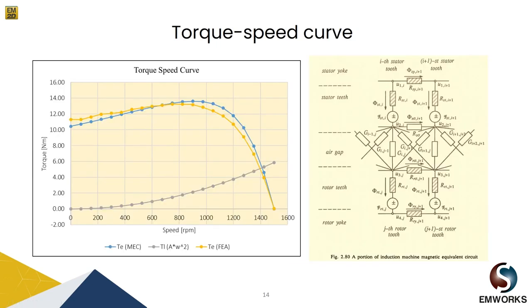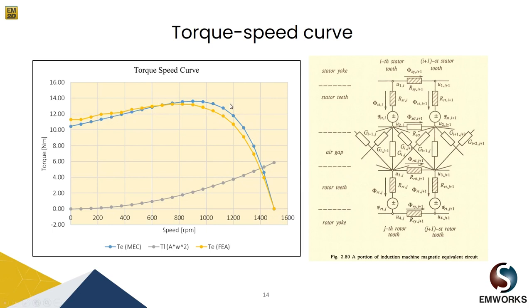But as you can see here, the results between the magnetic equivalent circuit and finite element method are close enough, right? For the magnetic equivalent circuit method, we can get a smoother curve, right? Because this is an analytic method and we used smooth functions for these permeances, and the curve is smooth, and this is for the finite element method.